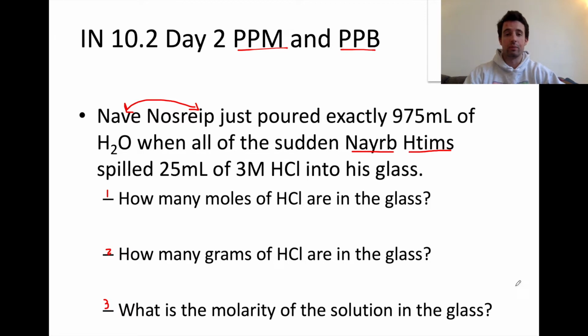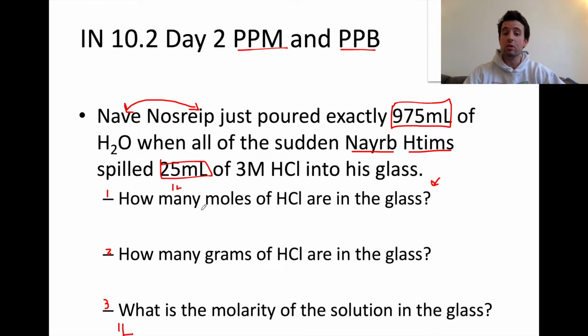Let's dive into it. Okay, so the first thing we notice here is that the 975 milliliters plus another 25 milliliters adds up to 1,000 milliliters, which is the same thing as 1 liter. So we're going to attack this problem first about moles of HCl, then we'll worry about grams, then we'll worry about molarity. So the liters part will come in with that last question. But the first question is, okay, how many moles of HCl do we have?